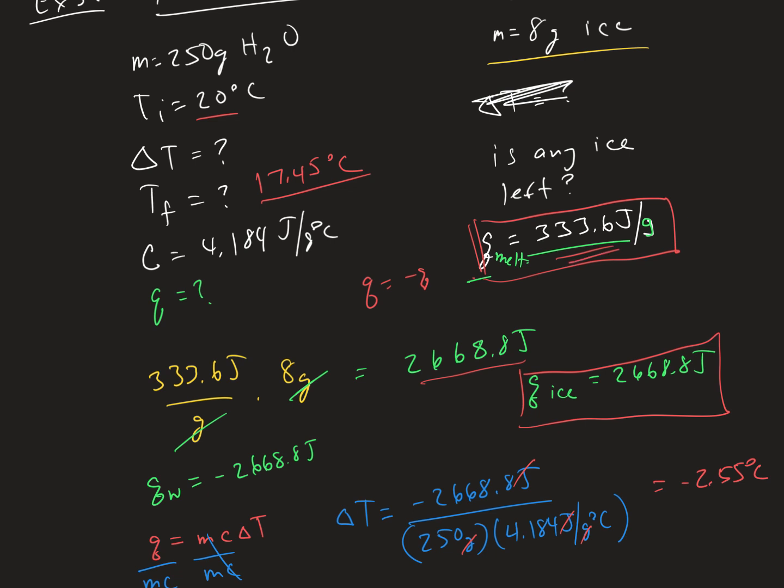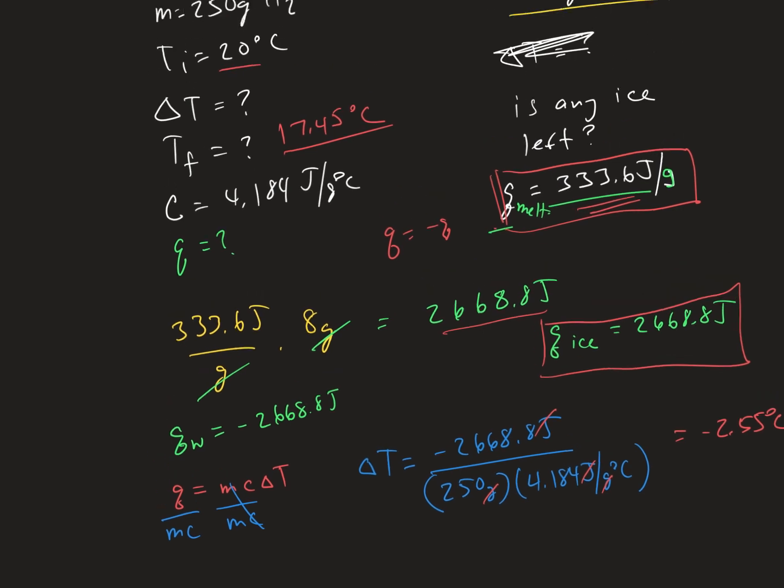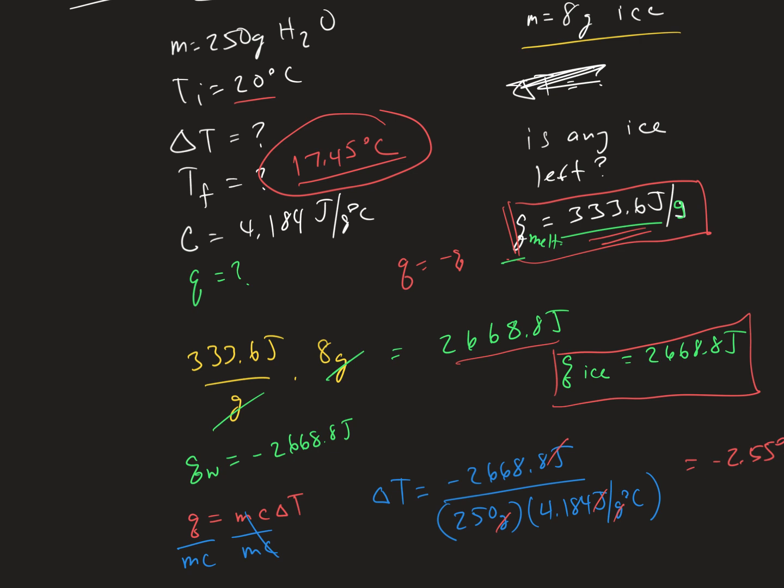Sorry. No, don't be. Are we good? Can you explain one more time? You lost me when you were talking about how we know that there's no ice left. Okay. Our final temperature of our water is 17.45 degrees. Is that solid water or liquid water at that temperature? What temperature does water freeze? 0 degrees. Since it's above 0 degrees, yeah, it melted.